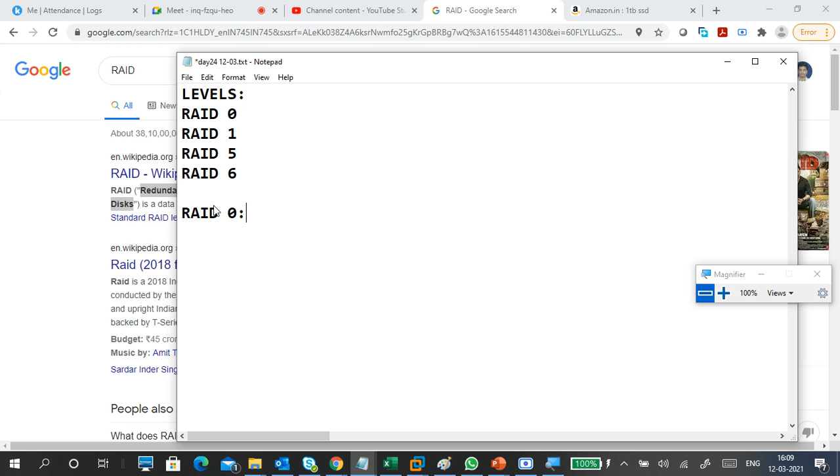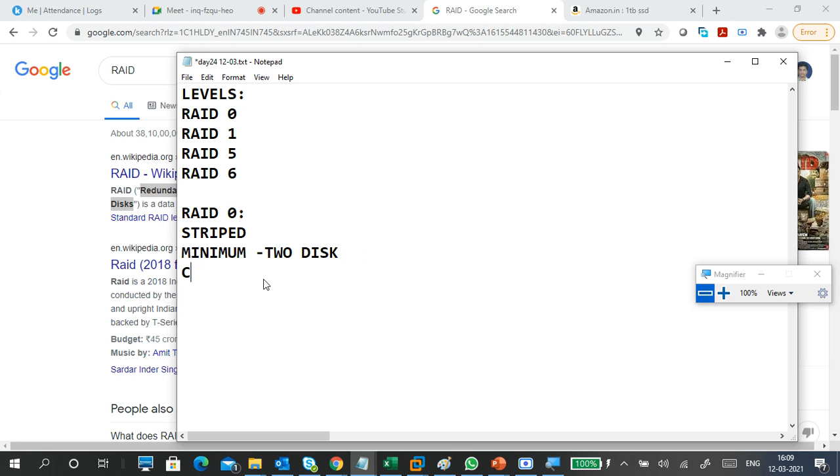RAID 0. First is a RAID 0. It is called a striped volume. Not double P, single P only. So striped volume. We need at least a minimum of two disks. A minimum of two disks is required to perform a striped volume. Okay.